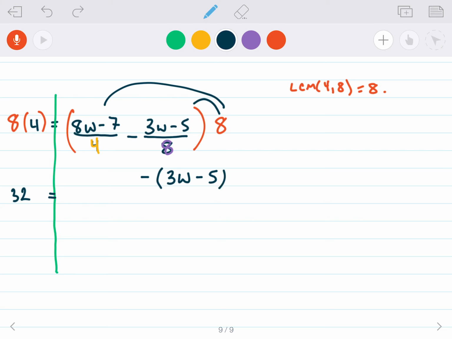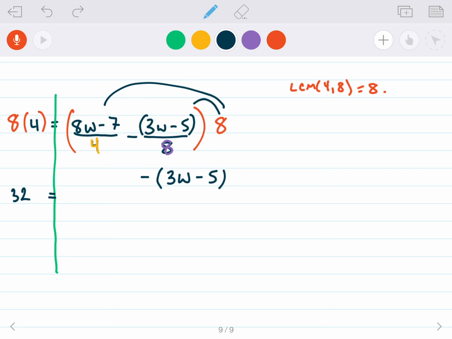So you just want to be super careful with that. We're not just subtracting 3w, right? We're subtracting 3w minus 5, so it's very important that you make sure your parentheses are there so that the signs are correct. Okay, so that was distributing 8 to this one.